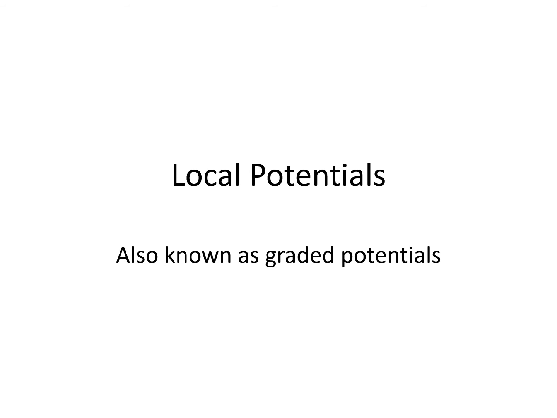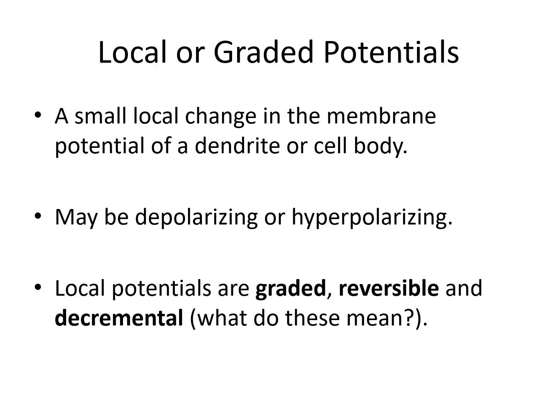Okay. Local potentials are also called graded potentials because they can be different sizes. They can be small or a little bit larger. Okay. So it's a small local change in the membrane potential of a dendrite or cell body. However, they can be depolarizing or hyperpolarizing. So for the acetylcholine receptor, that was depolarizing. But in nervous tissue, we can also have local graded potentials that are hyperpolarizing, that are more negative. Now we have several characteristics of local graded potentials. Well, one of them is that it's graded, meaning that they can be smaller or larger.